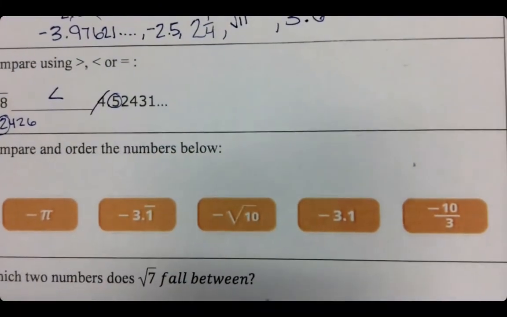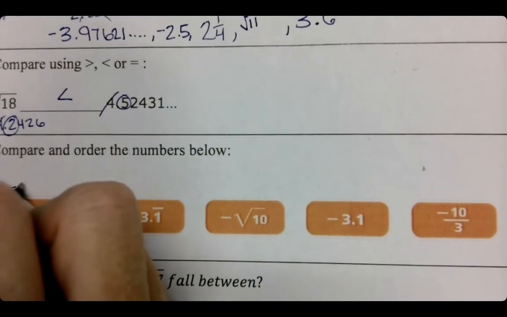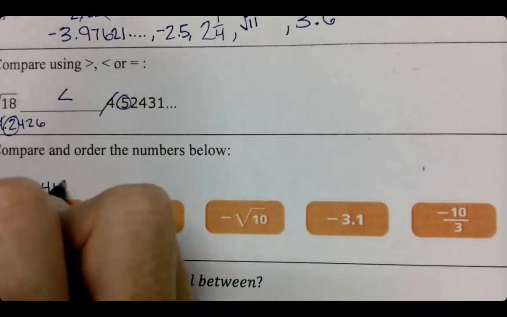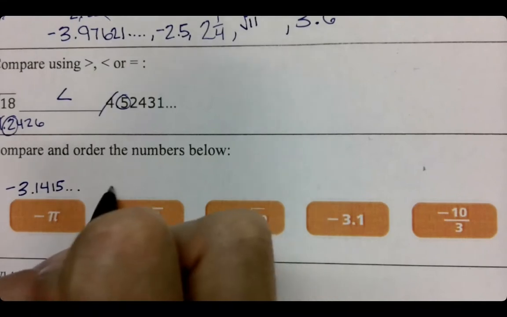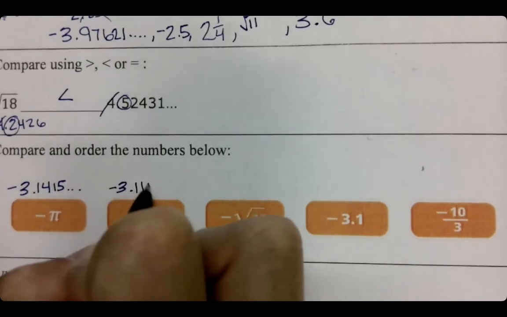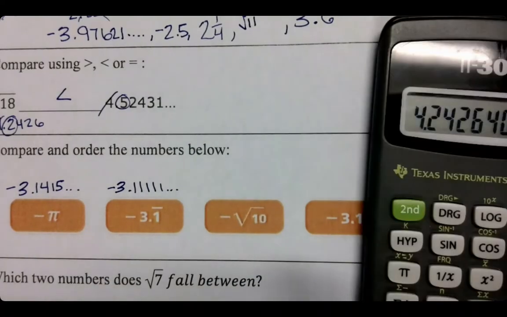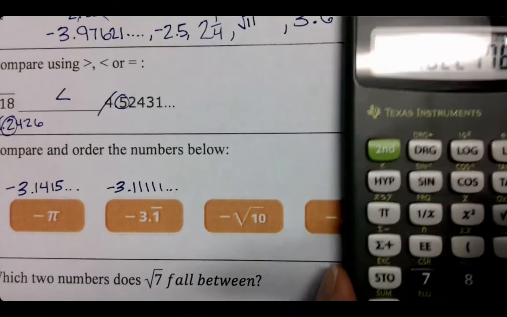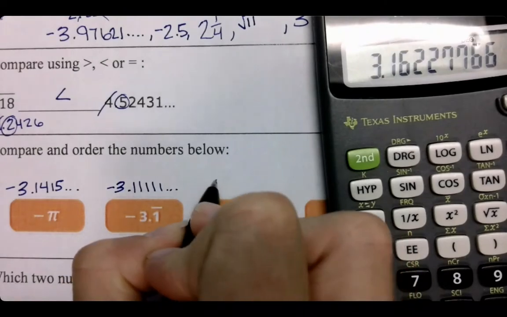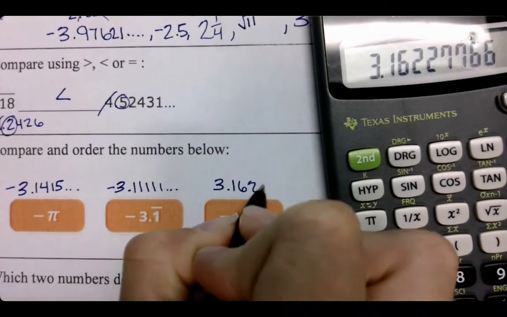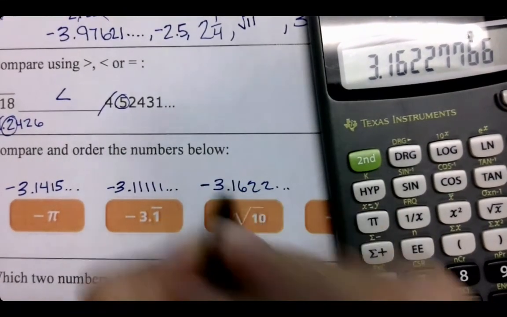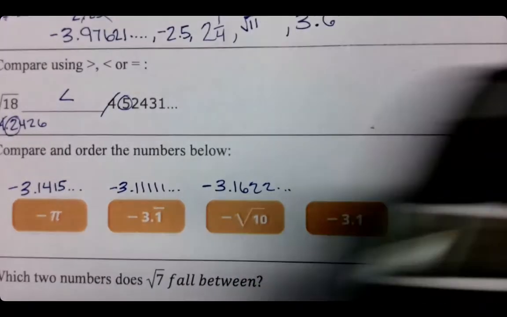For this one, we should have said this is negative 3.1415, so on and so forth. Negative 3.11111, so on and so forth. Square root of 10 is 3.1622... and that is going to just have a negative in front of it.